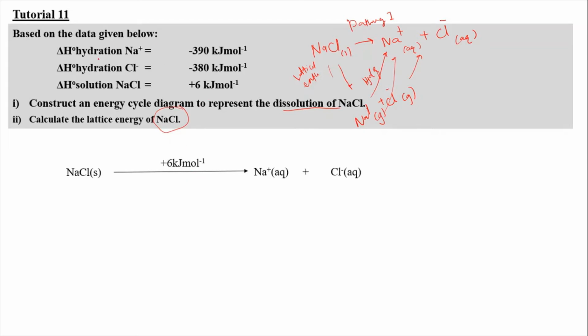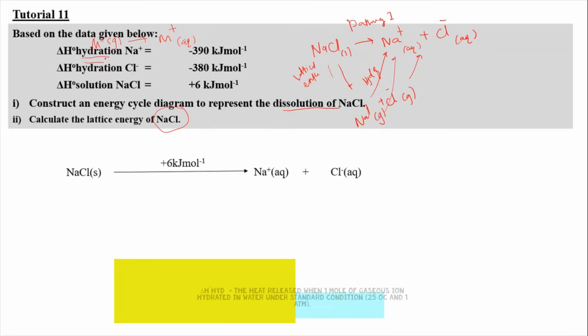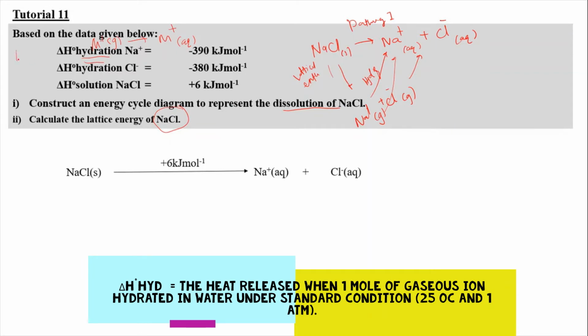Alright, and as for the hydration, here it means that it comes from gaseous ions, for example, M plus ion, forming into M plus ion, but now in the aqueous state. So you need to look back at the definition of hydration in the lecture video of 1.1 part 2. So hydration is the enthalpy change when 1 mole of species, the positive or negative ion in the gaseous state, is produced into aqueous ion.